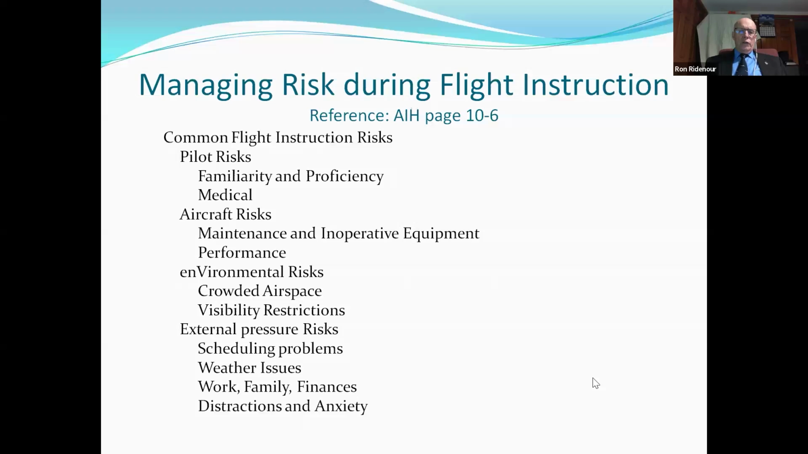So external pressures. Whether it's a commercial operation or a flight school or a club, we may have scheduling problems. We may have weather issues. People show up with work issues, family issues, finances. They're distracted and have anxiety because of some of those problems, they're preoccupied and distracted. So remember, there's a lot of external pressures.